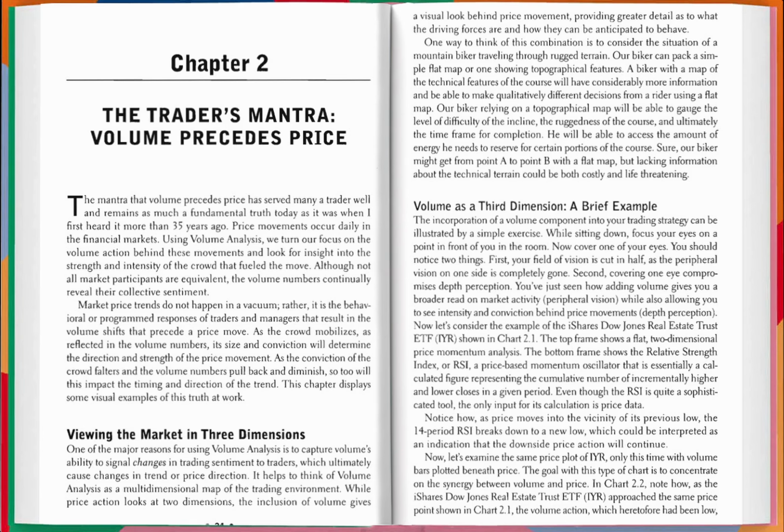One way to think of this combination is to consider the situation of a mountain biker traveling through rugged terrain. Our biker can pack a simple flat map or one showing topographical features. A biker with a map of the technical features of the course will have considerably more information and be able to make qualitatively different decisions from a rider using a flat map. Our biker relying on a topographical map will be able to gauge the level of difficulty of the incline, the ruggedness of the course, and ultimately the time frame for completion.